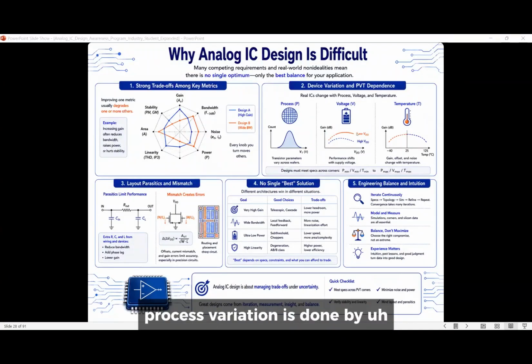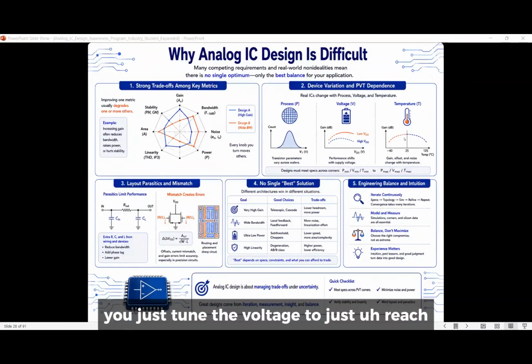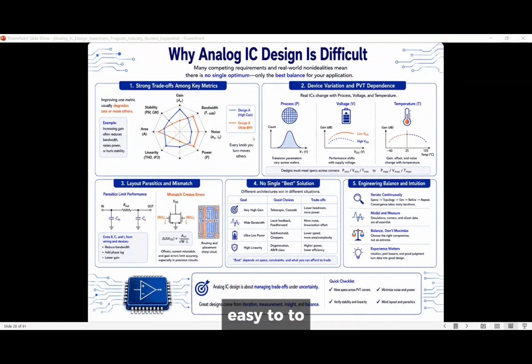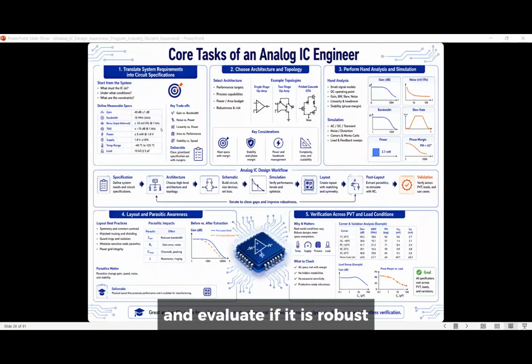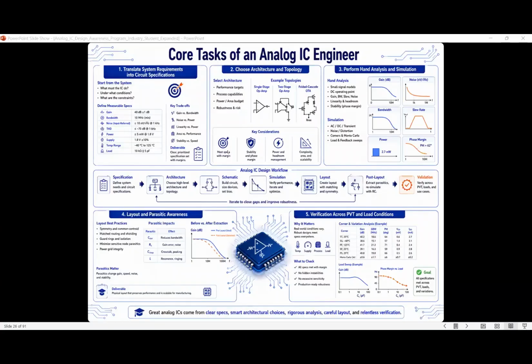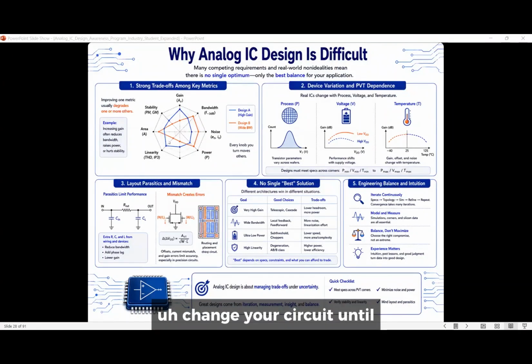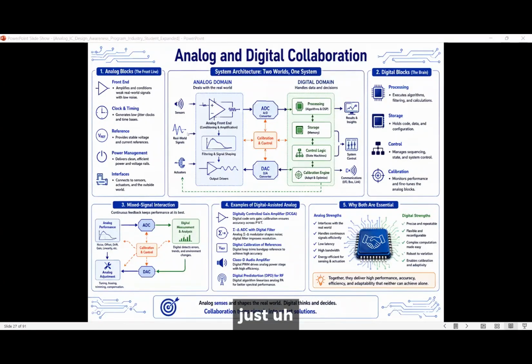Process variation is done by Monte Carlo simulation. Voltage variation is simple. You just tune the voltage which supplies your circuit. Temperature is also easy to tune. Then you will observe your circuit and evaluate if it is robust enough to meet all the design targets here. And if it cannot meet the target, how can you change your circuit until it becomes a robust circuit? Just show your thinking.